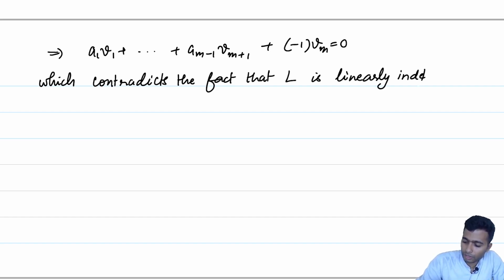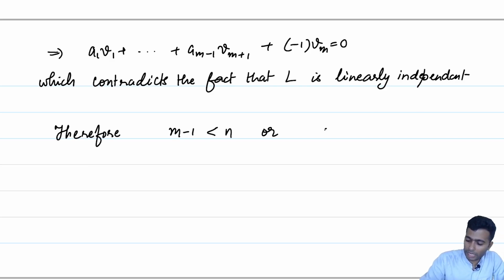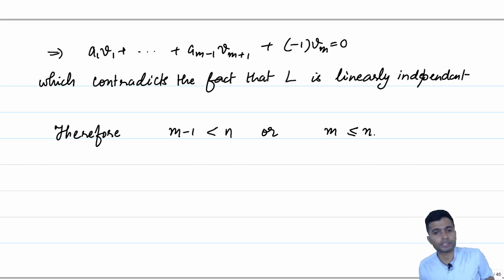And therefore m minus 1 cannot be equal to n. So m minus 1 is strictly less than n, or m is less than or equal to n. They are all integers, right? So m is less than or equal to n. So we have established that much.